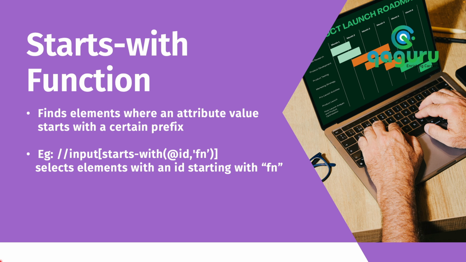Now take a look at the starts-with function. It finds elements where an attribute value starts with a certain prefix. Now take a look at this example. //input[starts-with(@id,'fn')]. Okay, that means it'll locate an element with HTML tag input, and it has got an attribute id, and its value should start with the string fn. Now let's go to a sample application and try it out.